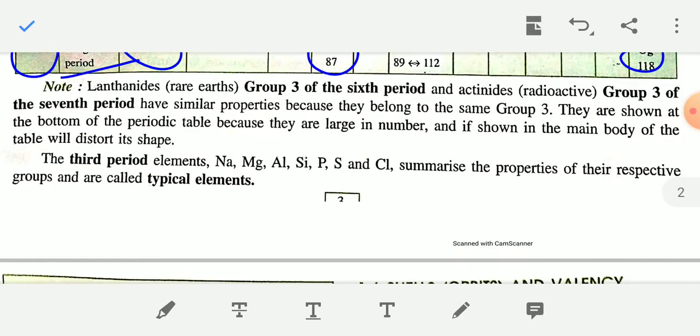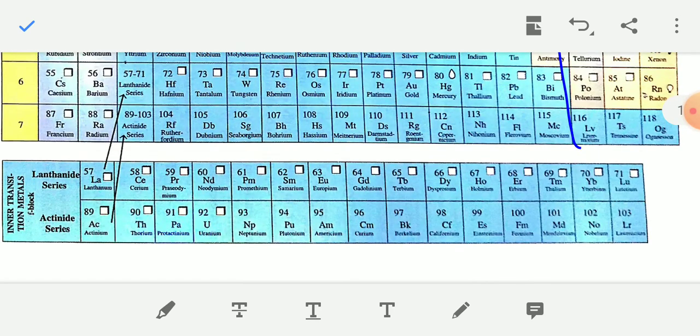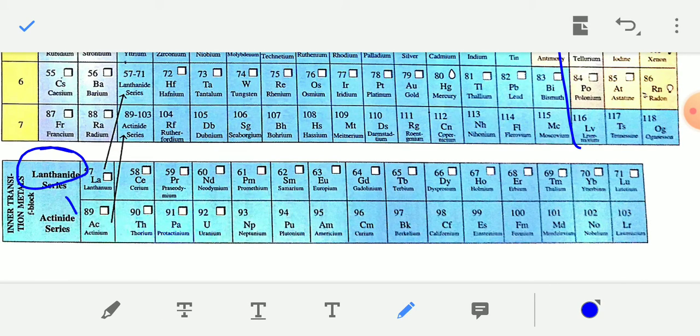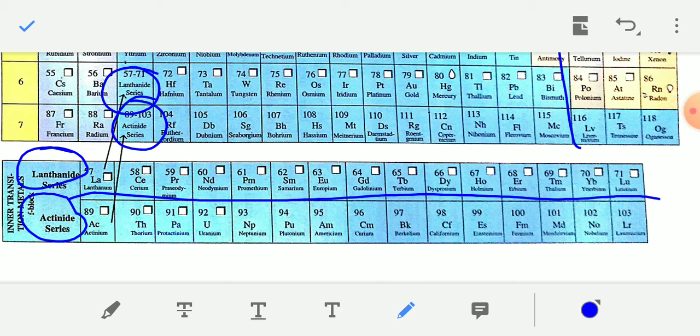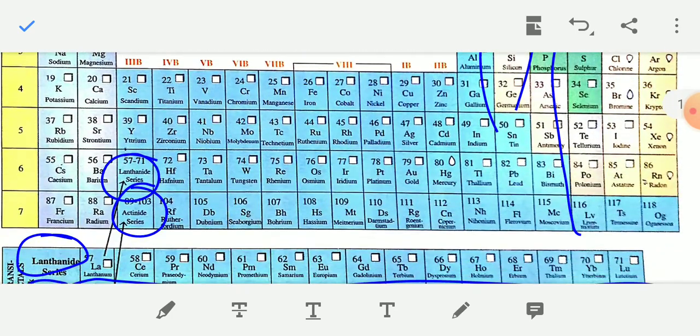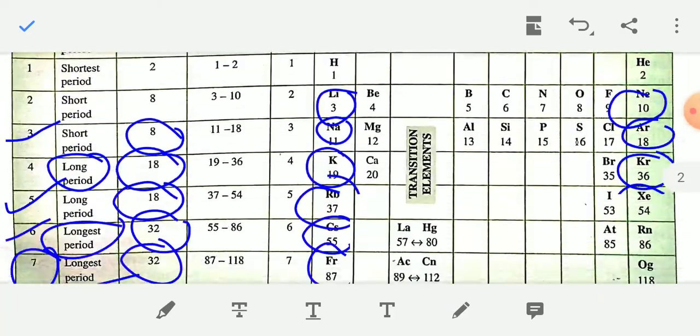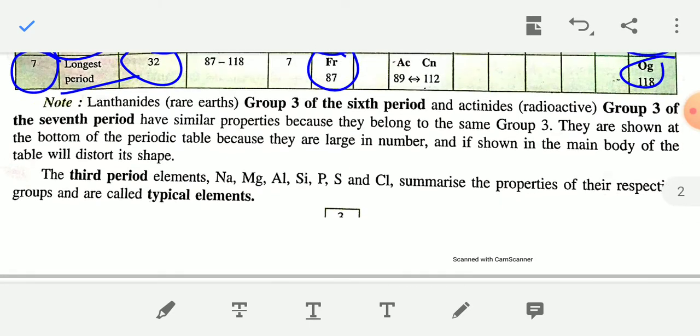Note that the lanthanide and actinide elements are present in group 3 and periods 6 and 7. In group 3 and the 6th period, lanthanide elements are present, and in group 3 and the 7th period, actinide elements are present. It is mentioned here.